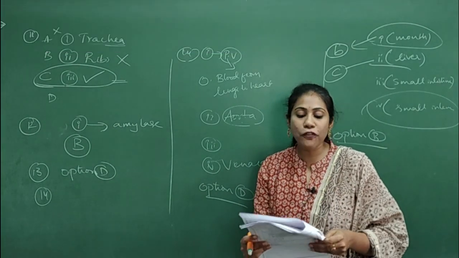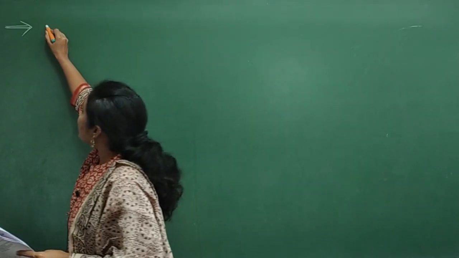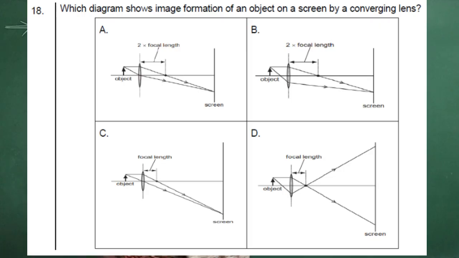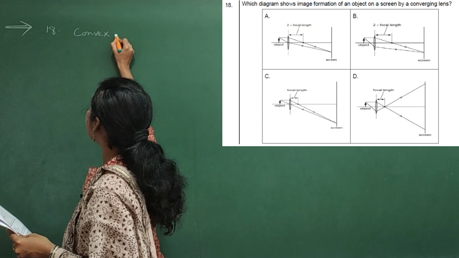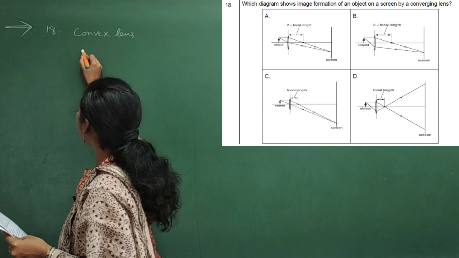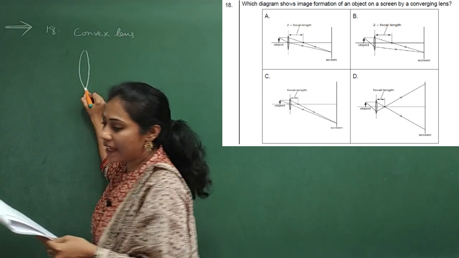So let's go for the 18th question. Guys, look at the 18th question. There are a set of ray diagrams. Carefully observe this. Which diagram shows image formation of an object on a screen by a converging lens? So what do you mean by a converging lens? Converging lens in the sense convex lens. Okay, so they have given convex lens ray diagrams.